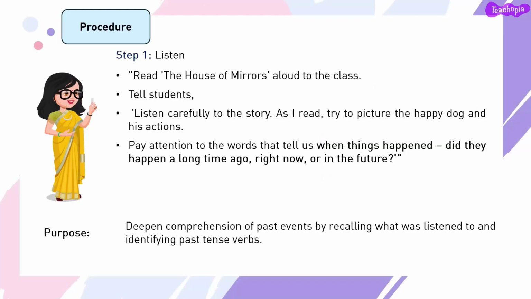Step 1 is listen. Read The House of Mirrors aloud to the class. Tell students, listen carefully to the story. As I read, try to picture the happy dog and his actions. Pay attention to the words that tell us when things happened. Did they happen a long time ago, right now, or in the future?